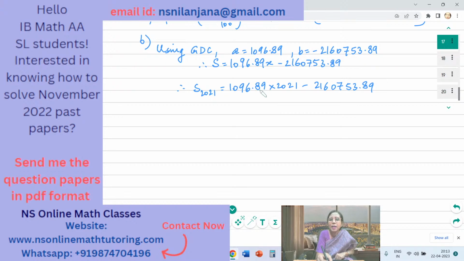And if I take 1096.9 in place of 1096.89, ignoring the 0.89, whatever value you get for S(2021) will change a little. The major numbers will not change, but there will be a change in the answer. So don't be afraid that you got some other answer, because you are showing your working and what values you input. The paper corrector can input these numbers into the calculator and check whether they are getting the same answer.